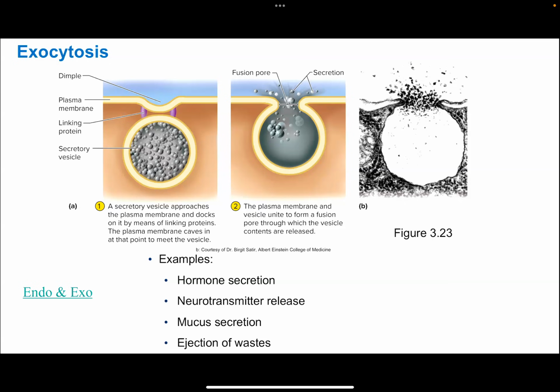So some examples of when exocytosis is essential. Once the cells have made hormones, we need to release them so that they can be used by certain organs. So we see this with hormone secretion. We also see this with release of neurotransmitters in the nervous system. Good old mucus release. Mucus cells make some mucus, and then that's how they release it, right? Through exocytosis. And then also any waste that might be in cells can be gotten rid of through exocytosis.